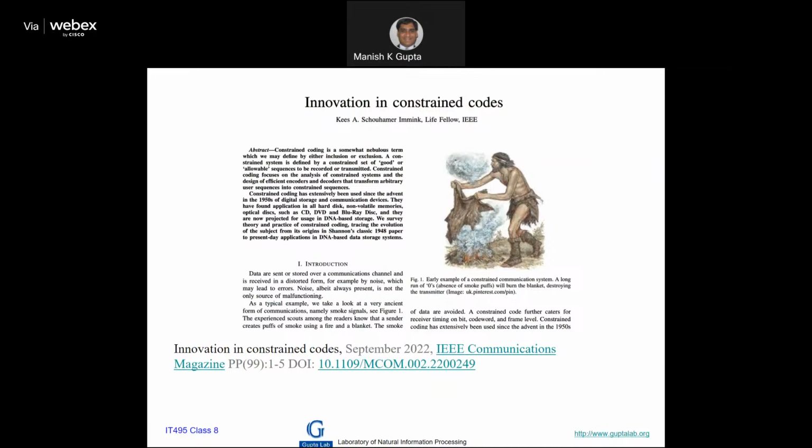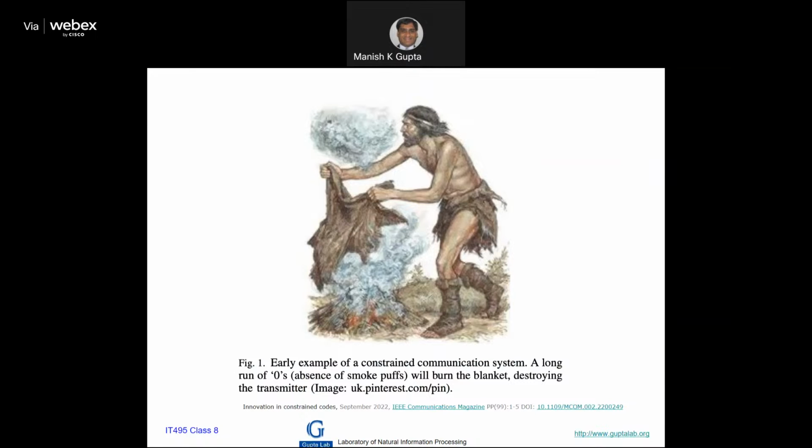Why constraint coding? There is a very early example of a constrained communication system. Right now, in our error correcting codes, there is a certain number of bits we encode. Suppose k bits are there, you encode into n bits and send it, right? So they are fixed, and bit flips are happening. So they are free from any kind of constraints. But what are the constraints now?